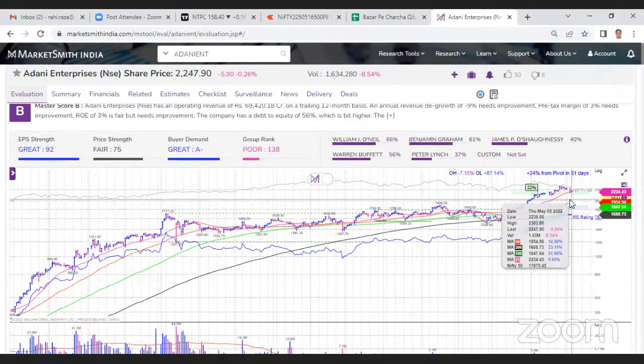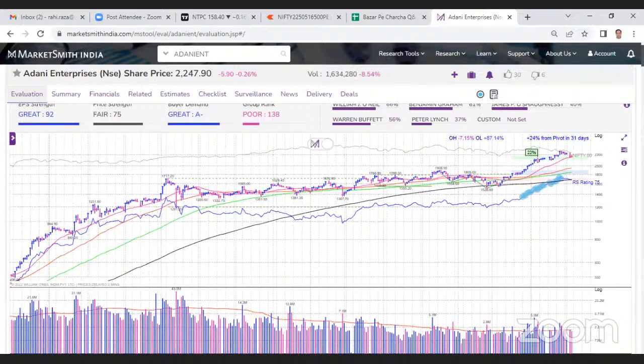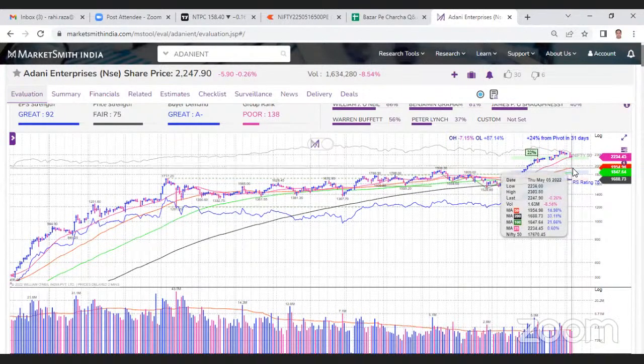Again, if the stock tries to bounce back from here in the Friday session, then I think that is where we can think of taking the entry. But if it breaches its 21 DMA, then I think it is not viable to take the call.